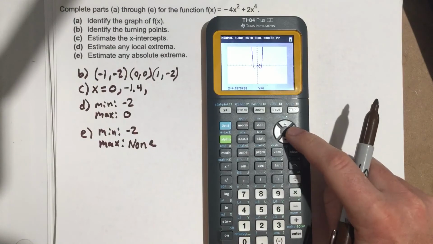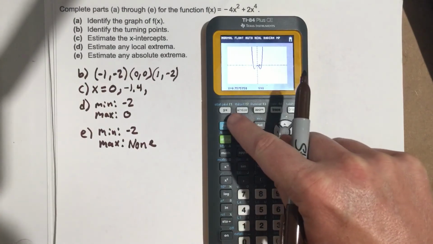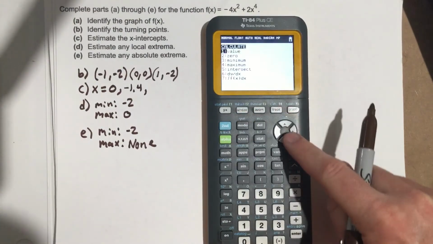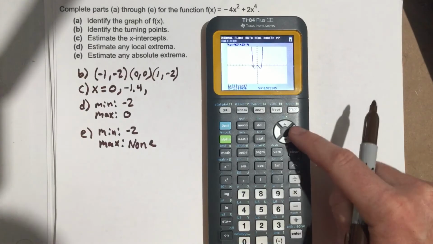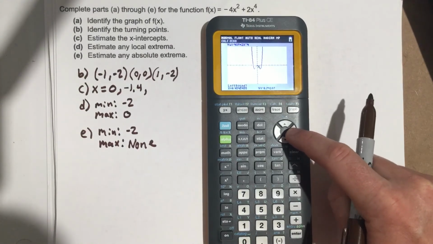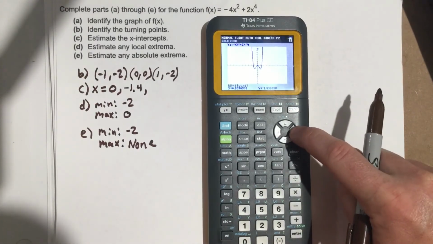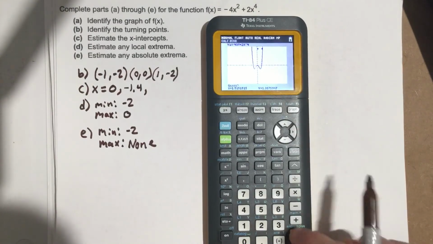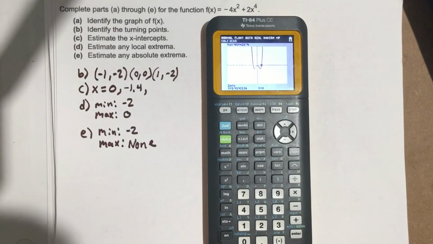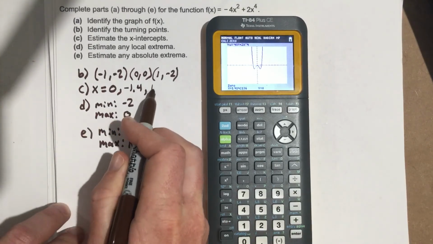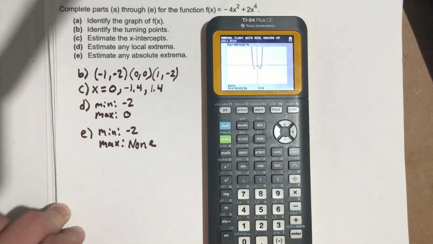We already said 0, but let's go ahead and try and guess it. So 0, left bound, right bound, guess it, and it is 1.4. So now we have all the x-intercepts as well. So we have looked at and identified all the information from this graph that's the important information.